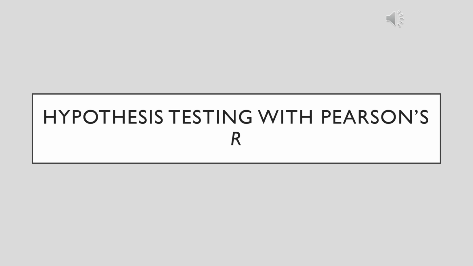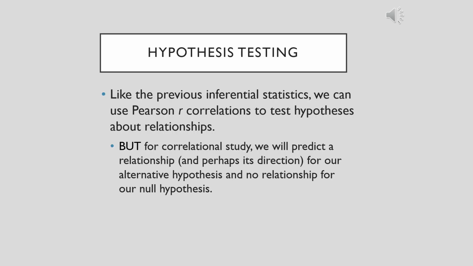So let's get into some actual hypothesis testing here. For some of our previous hypothesis testing, we mostly talked about means, comparing the mean of a sample to the mean of a population. You could also think about comparing the mean of two different groups against each other. But in correlations, we're not comparing means, we're actually just looking for a linear relationship between two different variables.